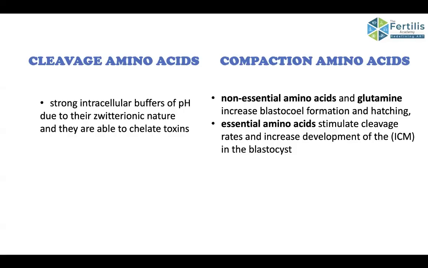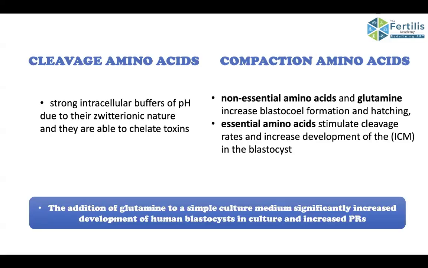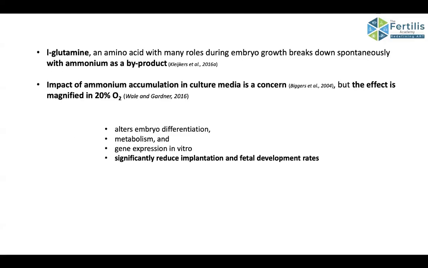Plus, the addition of glutamine enhances blastocyst formation and increases the pregnancy rates. So, the addition of glutamine to a simple culture media significantly increased development of human blastocysts in culture and increased the pregnancy rates. The essential amino acids stimulate cleavage rates, and they increase the development of the ICM, the inner cell mass, in the blastocyst.